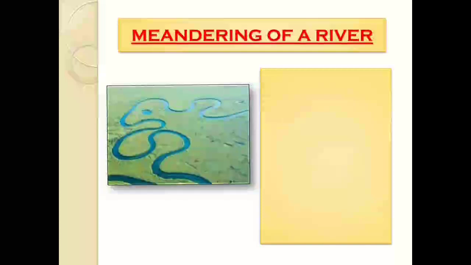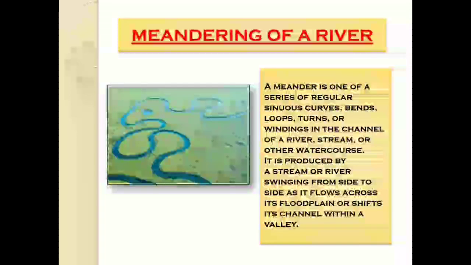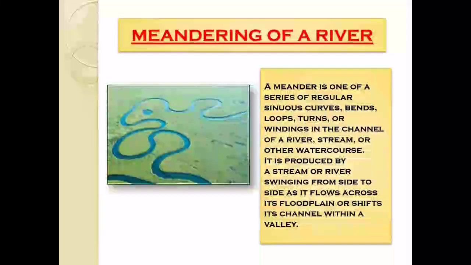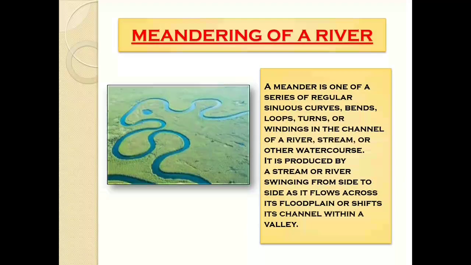Here is a meandering of a river. You can see a picture. A meander is one of a series of regular sinuous curves, bends, loops, turns or windings in the channel of a river, stream or other watercourse. It is produced by a stream or river swinging from side to side as it flows across its floodplain or shifts its channel within a valley.